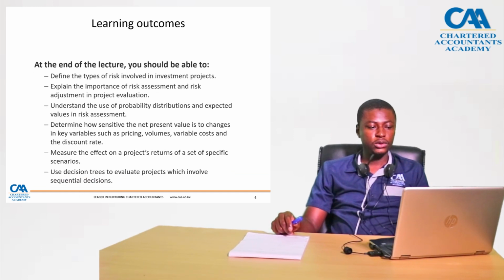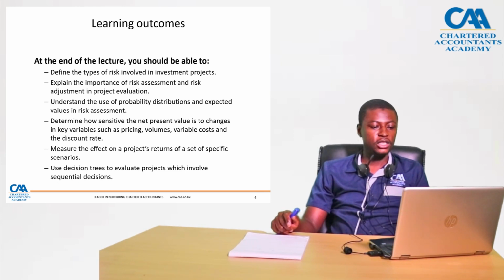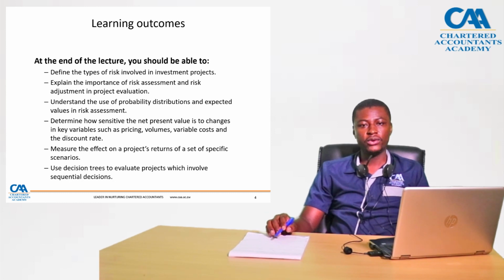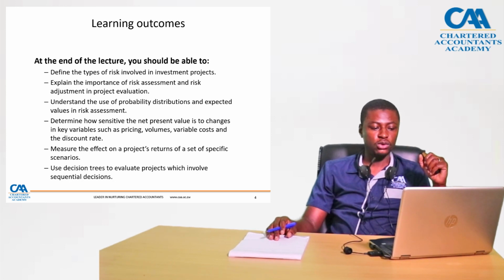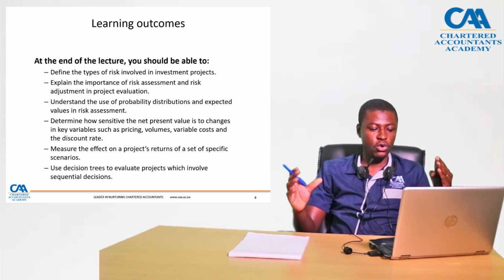So our key learning outcomes: at the end, you should be able to define the types of risks involved in investment projects, and then also explain the importance of risk assessment and risk adjustment in project evaluations. And then we're also going to discuss the use of probability distributions as well as expected values in risk assessments, and then also determine the sensitivity of the net present value to changes in key variables such as pricing, volumes, variable costs, and discount rates, and also be able to measure the effect on a project's cost returns of a specific scenario, which is scenario analysis.